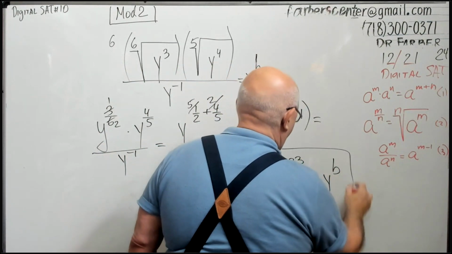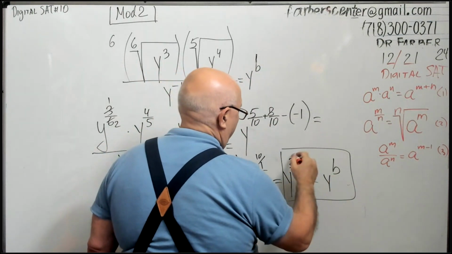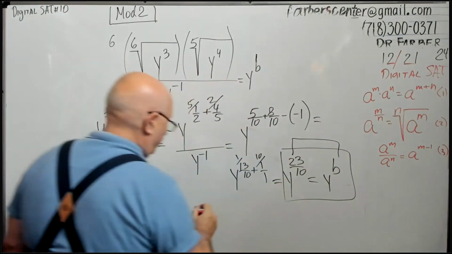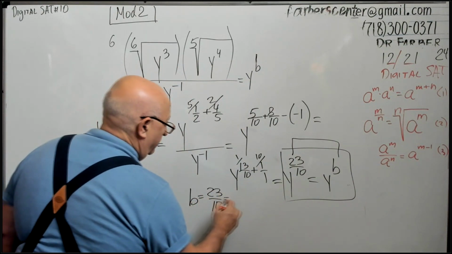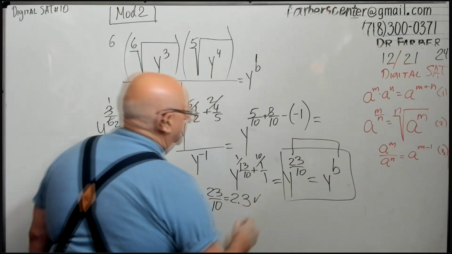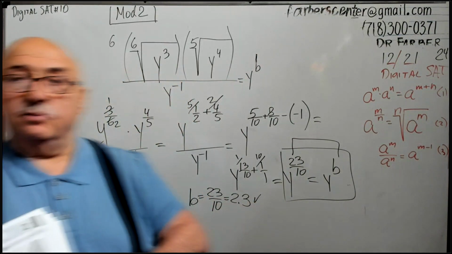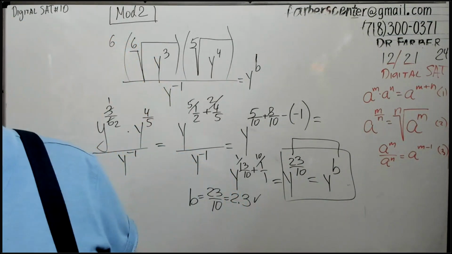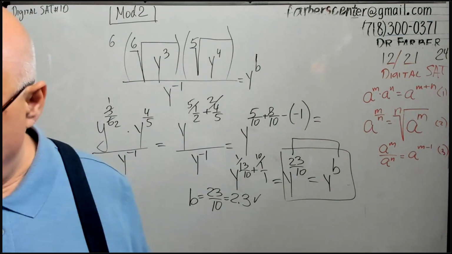Okay, exponential equation. The left part equals the right part. Bases are the same, so exponents are the same. So b equals 23 over 10, or 2.3. Who understands this 100% at this point, students? 100. Okay, who has questions? If you have questions, okay. Always operate with powers. It's better.